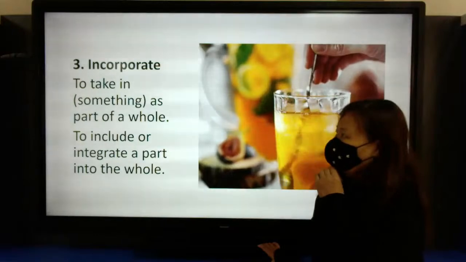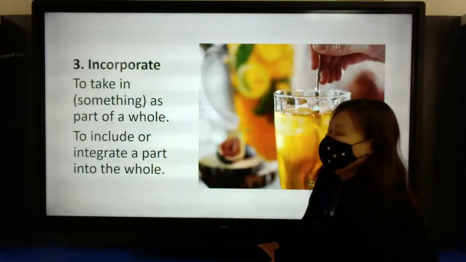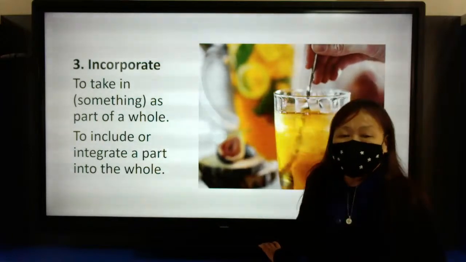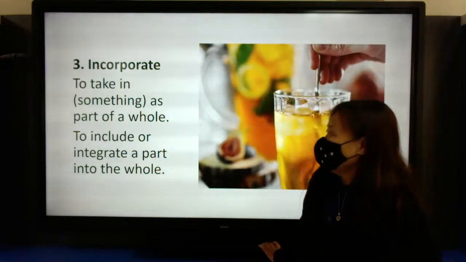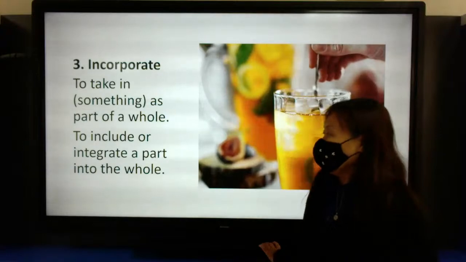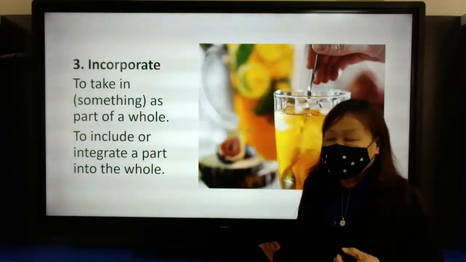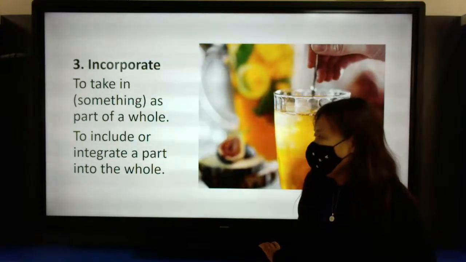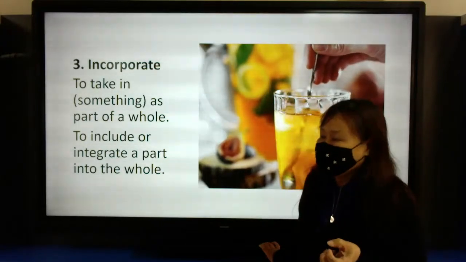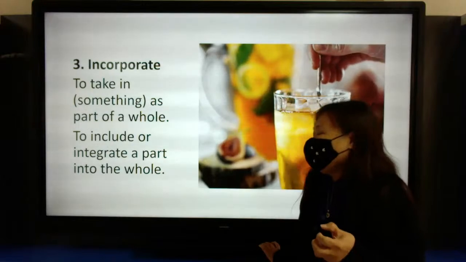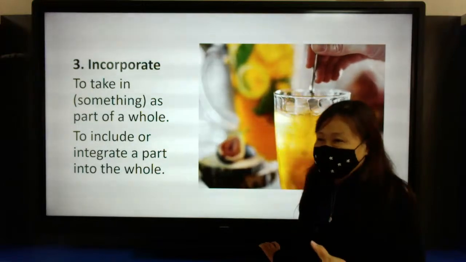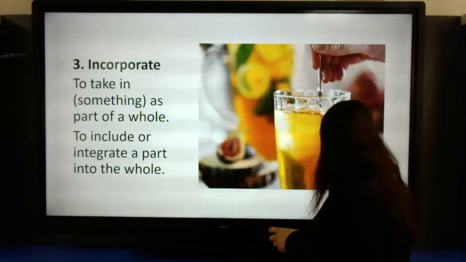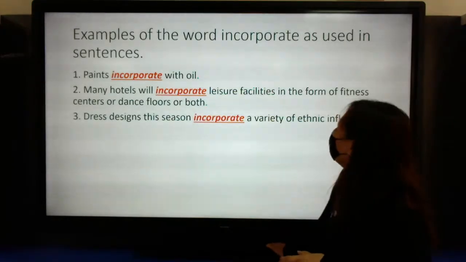We have incorporate. When we say incorporate, we are talking about taking something as part of a whole, or you include or integrate a part into a whole. So it's like taking in something to become a part of something bigger. Okay, let's look at this one, incorporate.